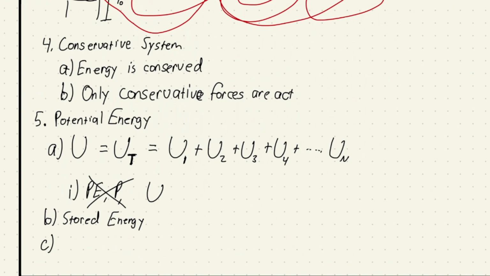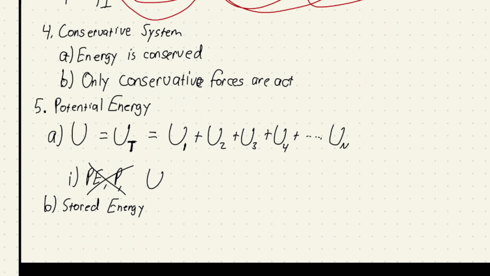There are a couple types of potential energies, and we'll talk about them more in depth, but for now, we'll leave it at that. So potential energy, capital U, is our total potential energy, and then U with a subscript is going to be a specific type of potential energy.